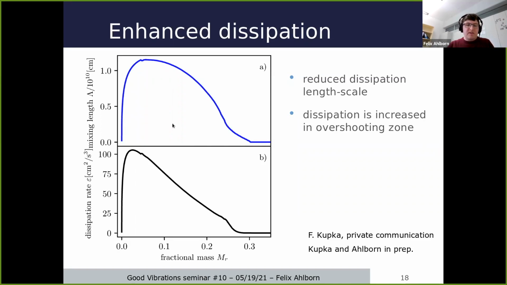And there seems to be also a small excess close to the convective boundary. And then the upper panel shows the aforementioned dissipation length scale, which, as you can see, also clearly decreases as it gets closer to the convective boundary, which is, of course, then resulting in the enhanced dissipation.